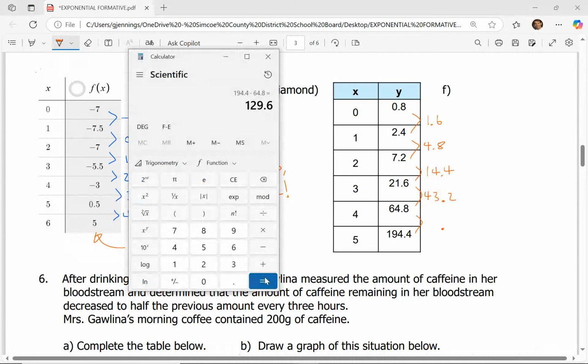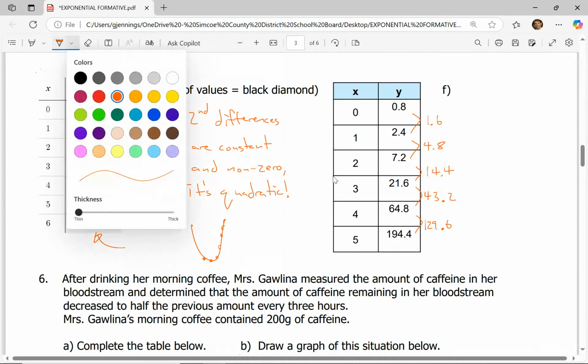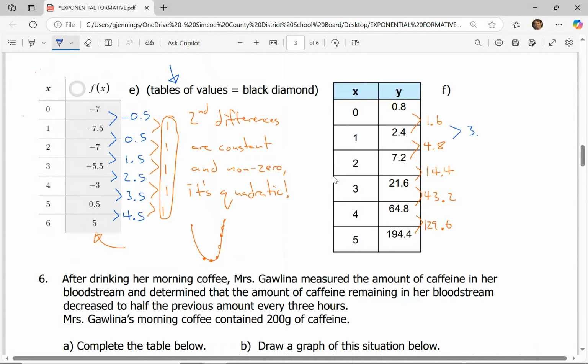And I'm not sure that I'm seeing a pattern yet. Okay, so maybe I analyze them this way, and I find that this is 3.2, and I find that this is 9.6, and I find that this is, gosh, I don't know. Check the calculator.